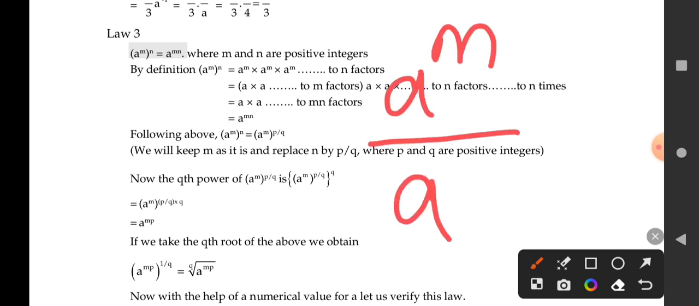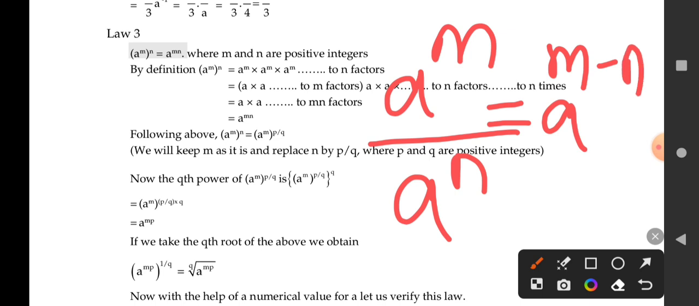A power m divided by a power n. We already have studied this rule as a power m minus n. This is law second. However, in the exam, you don't have to remember the law numbers. You just have to know how you will solve the indices or equations. Okay, so we have this law.